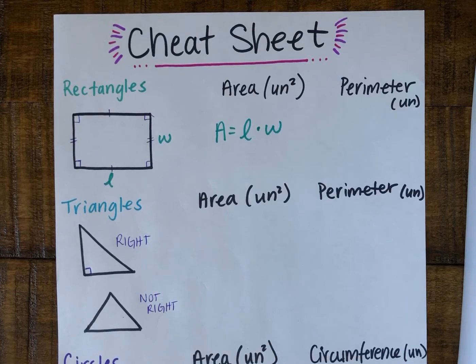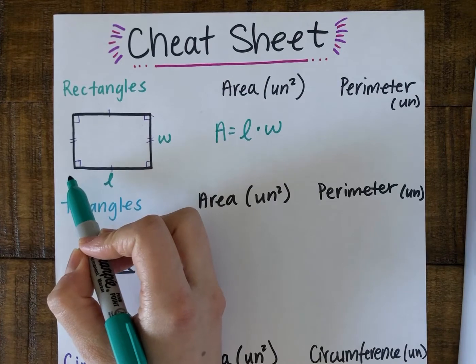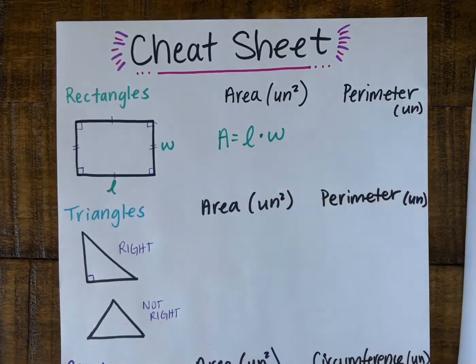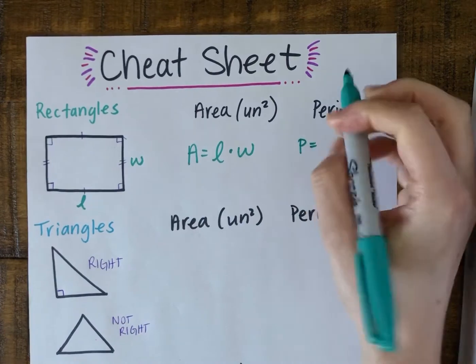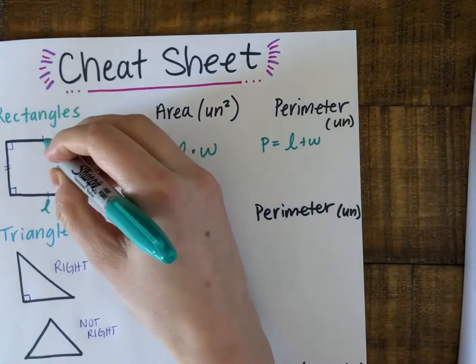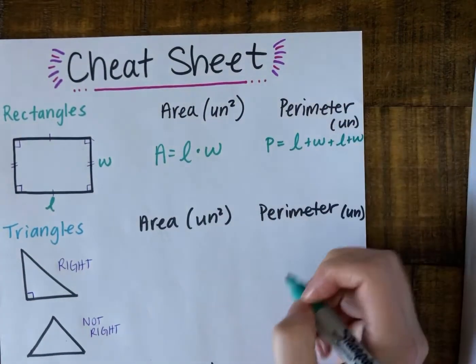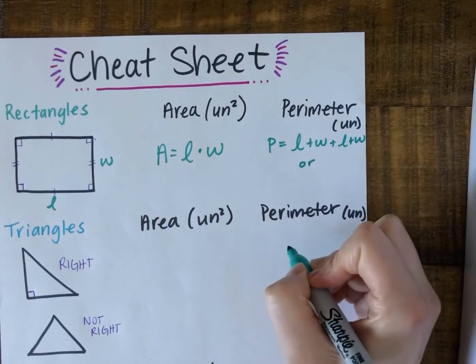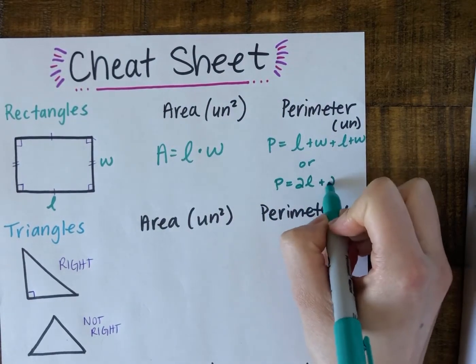And our perimeter, which is the measurement of the outside, just measured in straight old units, is when you add up all those sides. So the perimeter would be the length plus the width plus the length plus the width again. Or you could combine like terms there. The perimeter is 2 lengths plus 2 widths.